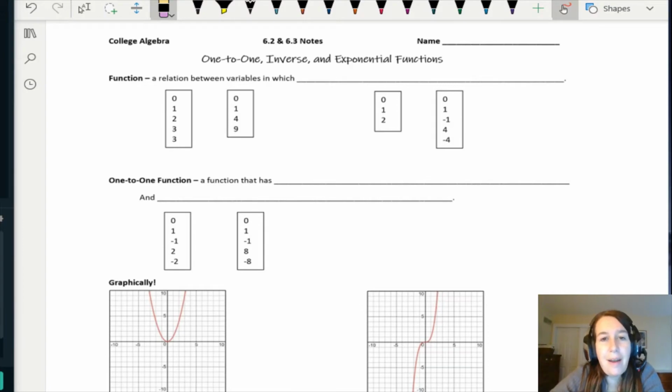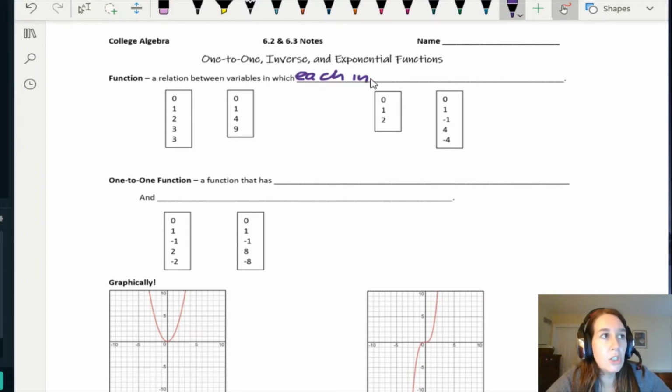Let's talk today about functions and one-to-one functions in particular. So first, a review about what a function is. It's a relation between the variables in which each input has exactly one output.